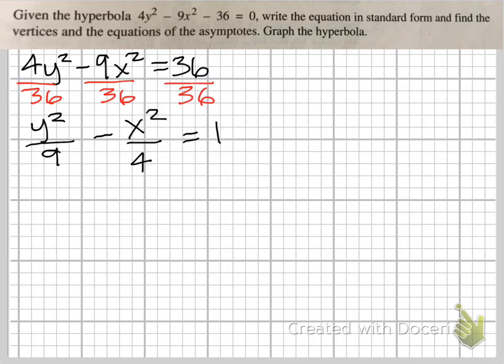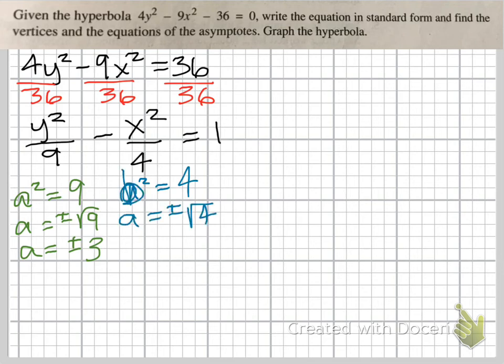Now I identify a and b. Remember, a always comes first. a squared is 9. a is plus or minus the square root of 9, so that is plus or minus 3. b squared equals 4. b equals plus or minus the square root of 4, and b equals plus or minus 2. Okay, now we're going to graph it.